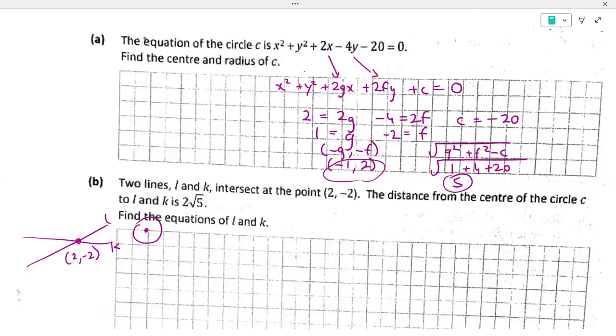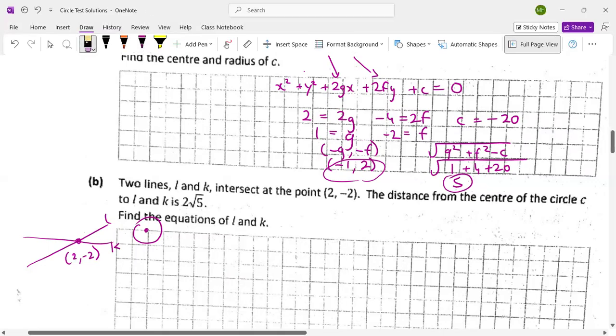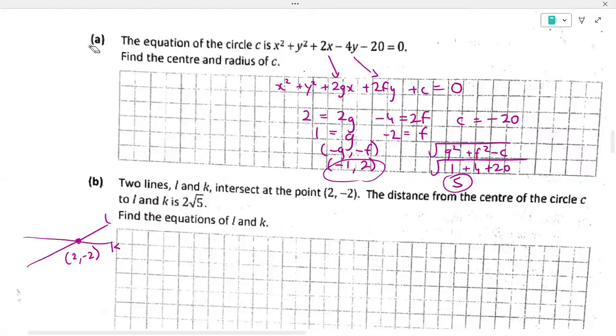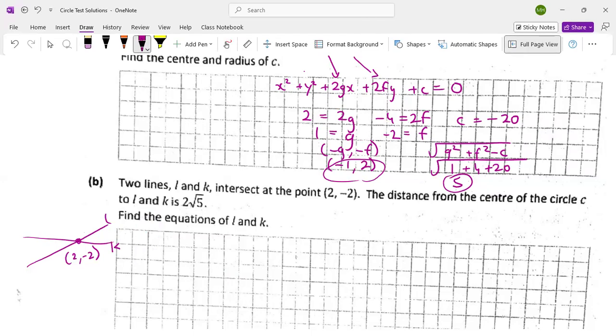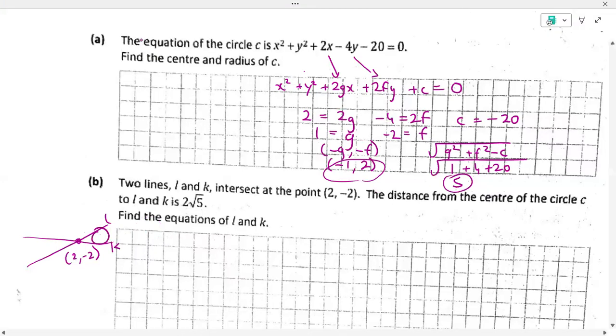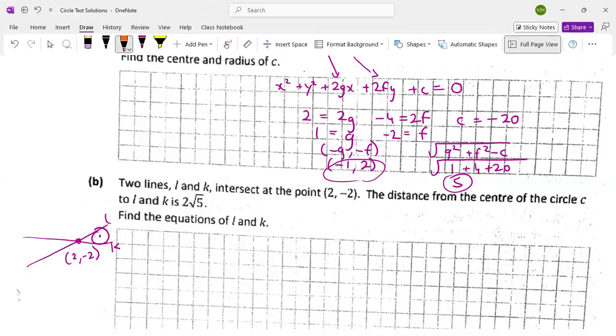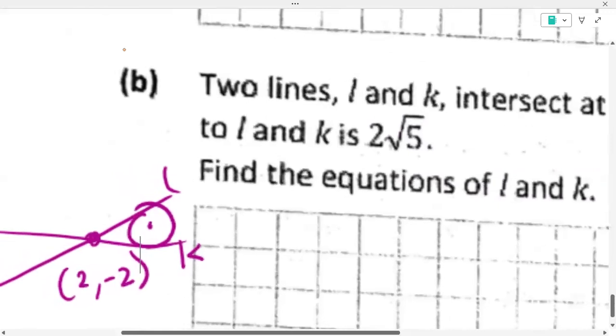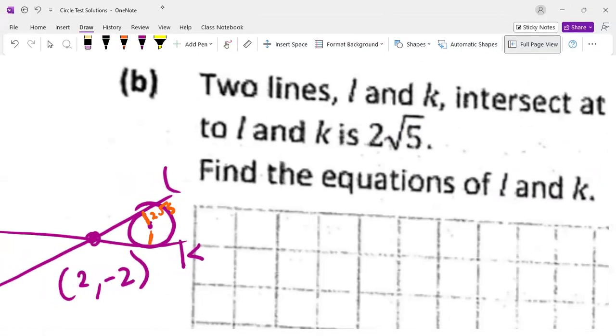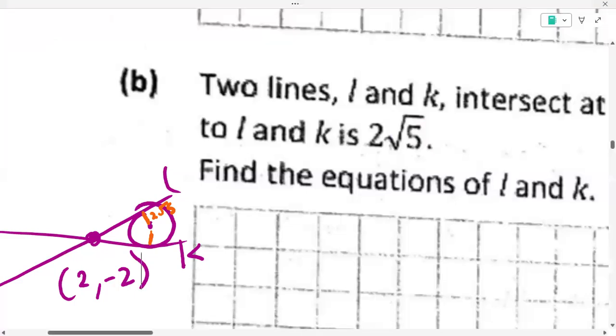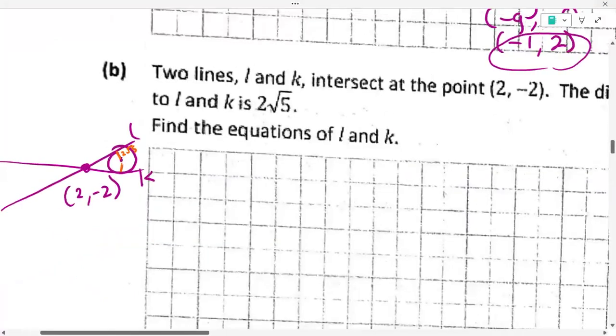Okay, so actually we could probably draw this a lot better. So it's like they're tangents basically. So it's kind of something like that. So the distance from the center to each line is 2√5. So what we're saying really is the distance there is 2√5, and the distance there would also be 2√5. So find the equations. Now, L and K are lines.